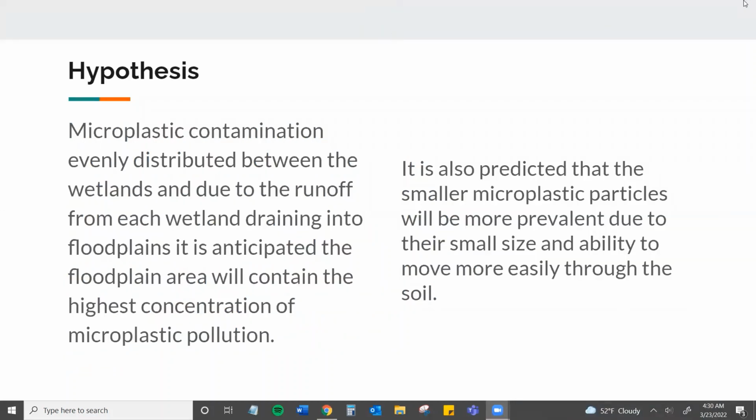So due to the knowledge of the presence of microplastics in agriculture and wetland areas, I predict that microplastic contamination among the wetlands would be evenly distributed. Also, I expected that the floodplain areas would have a higher concentration of microplastic pollution since it receives runoff from the croplands and the wetlands, and it also has a connection with a nearby river. And finally, it was predicted that the smaller microplastic particles would be higher in concentration due to their small size and how easily they can move through the soil.